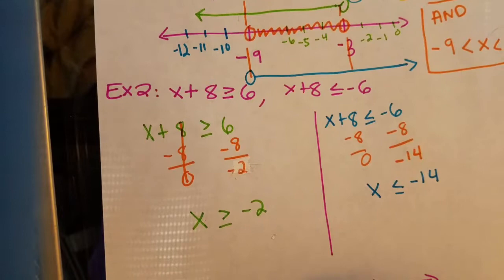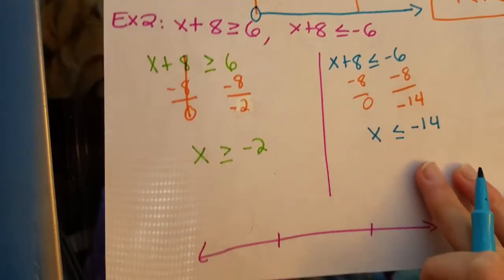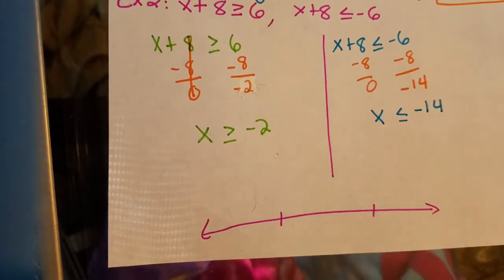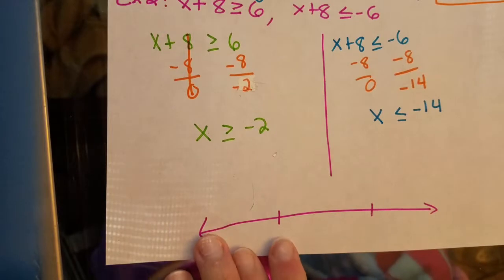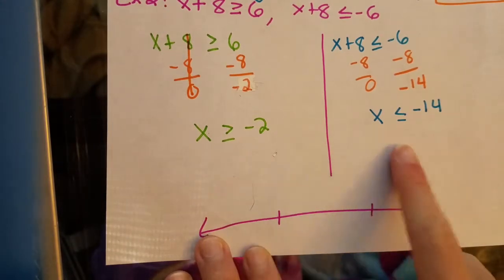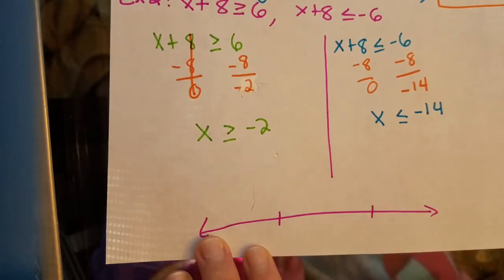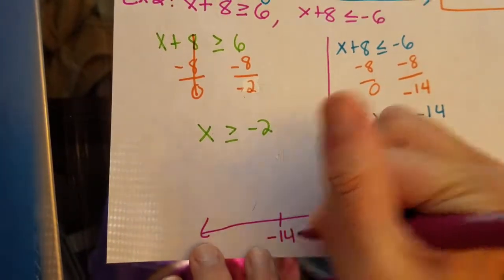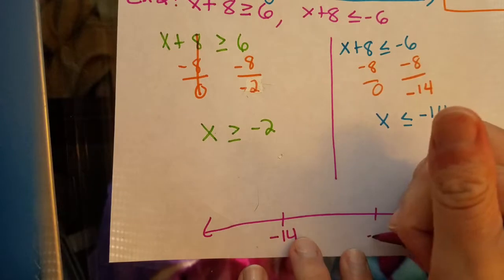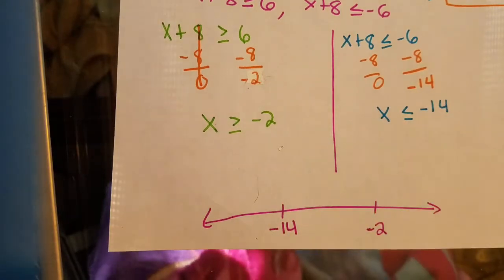Alright, so now that we got x by itself on both sides, we're going to be moving down to our number line. And we're going to determine if this thing is an and or if it's an or. So, remember you put your smallest number on the left hand side, which my smallest number is -14. And my larger number is -2. So I'm going to put it on this side.